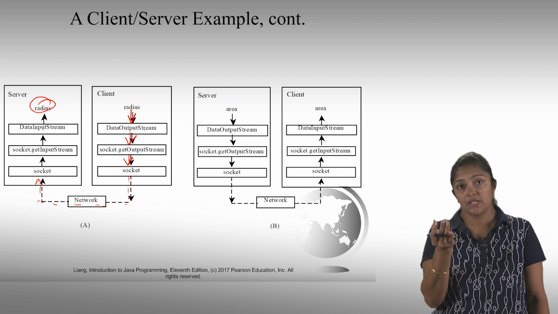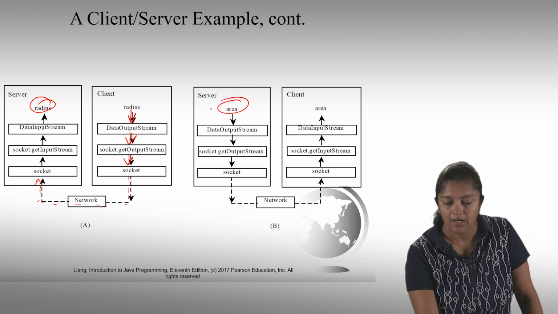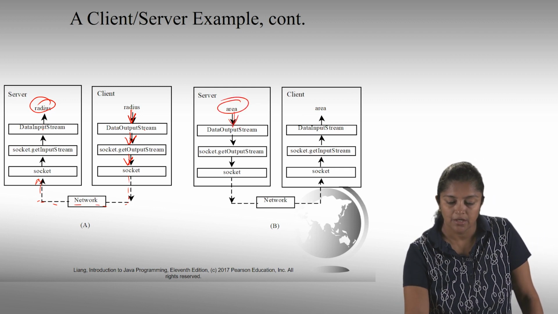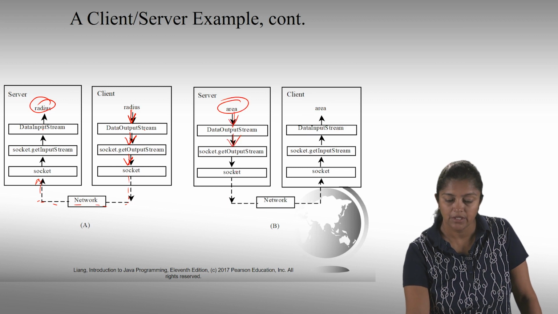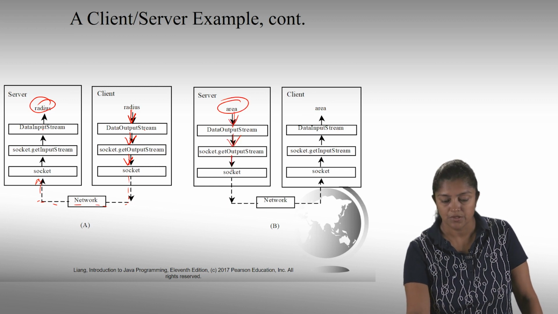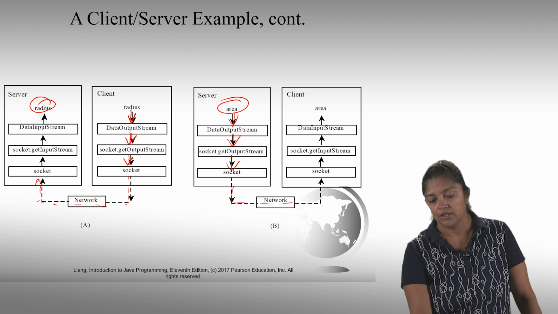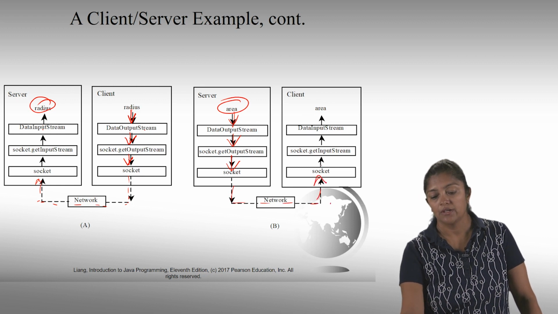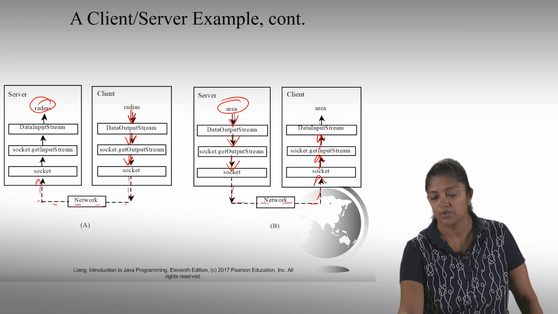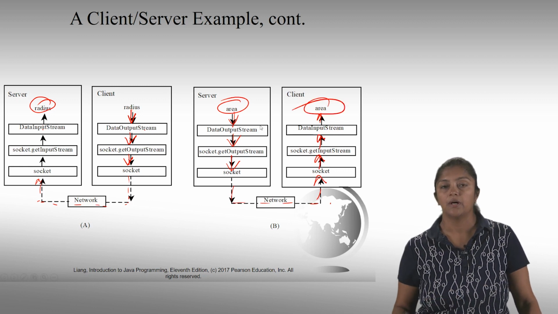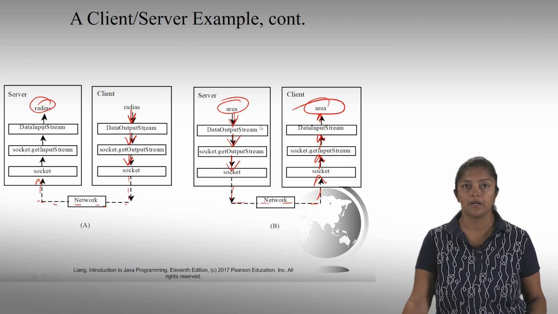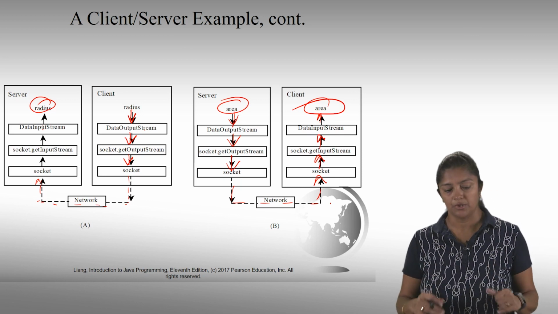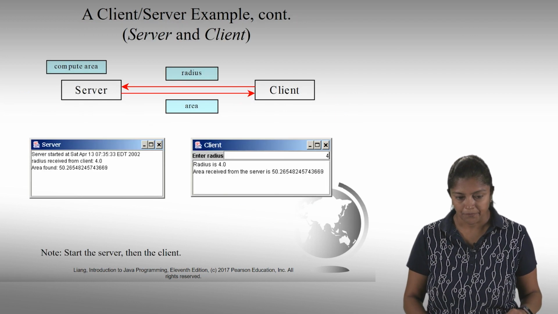And then once the server has computed the area, it pushes the area to the data output stream. From there it gets to the socket's output stream, to the socket, and then through the network to the socket of the client, and then to the input stream of the client, and then to the data input stream of the client, and that's where the client reads the area from. So that's how the communication is happening.